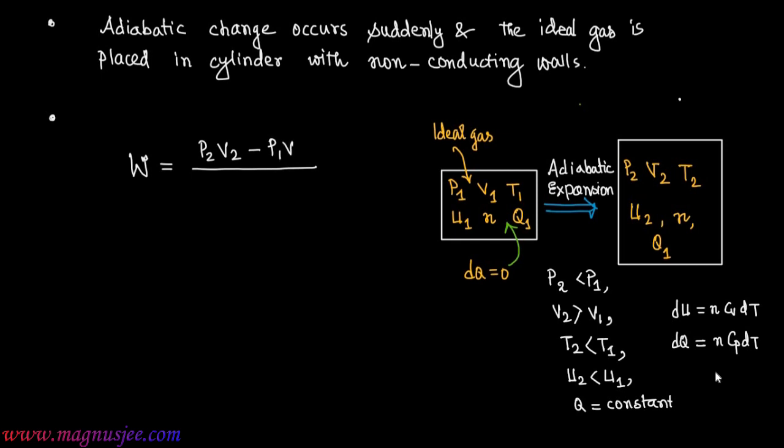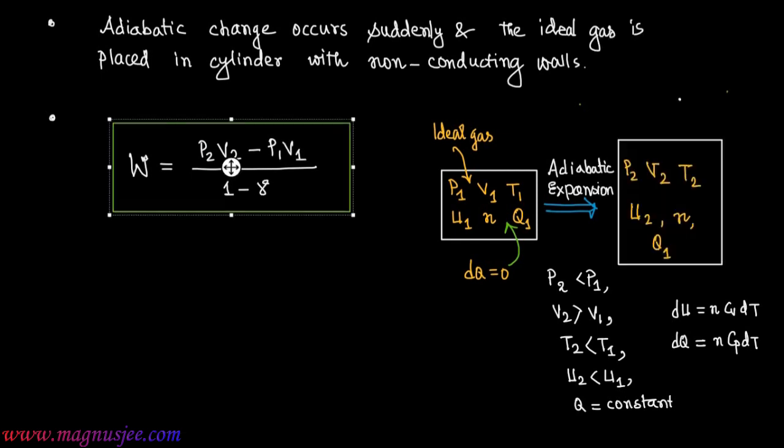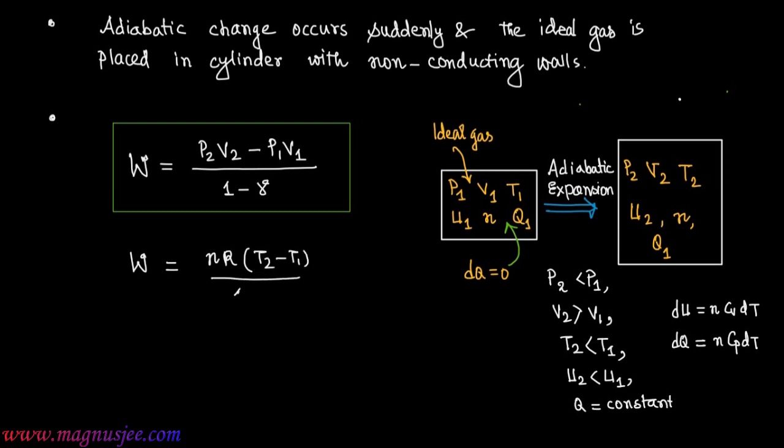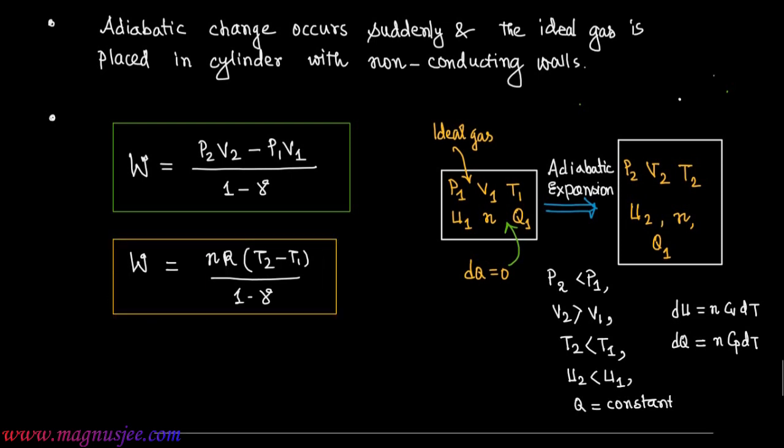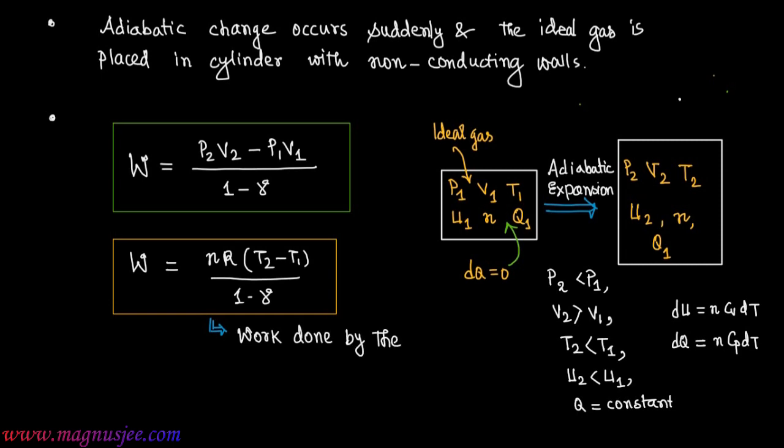Work done in adiabatic expansion is W equals (P2 V2 minus P1 V1) divided by (1 minus gamma). Therefore, work done W will be equal to nR (T2 minus T1) divided by (1 minus gamma). That is the work done by the gas in an adiabatic expansion of an ideal gas.